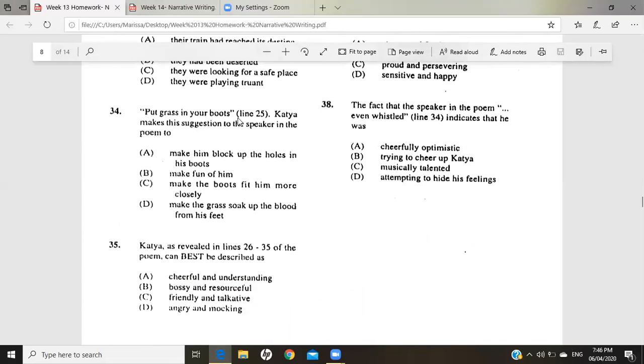34 says, put grass in your boots, line 25. Keita makes this suggestion to the speaker in the poem to do what? Why did Keita tell him to put grass in his boots? His feet were probably sore. Sanjay never said for his feet not to smell, Sanjay. That was not an option. Marie, what did you say was your answer? They say put grass in your boots, I say his foot was probably sore. No, that was not an option as well. I know, miss, I just say that.